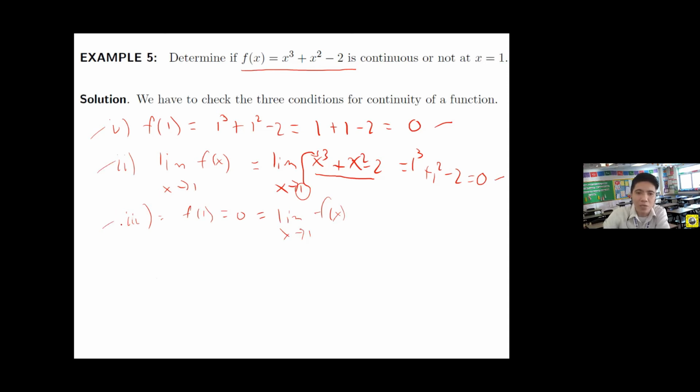Then we can conclude that f of x is continuous at x equals 1. You can verify that using a graph, with your graphing calculator or a graphing application. You will see at x equals 1 that it is continuous. You do not need to lift your writing material at x equals 1. It is continuous all the way.